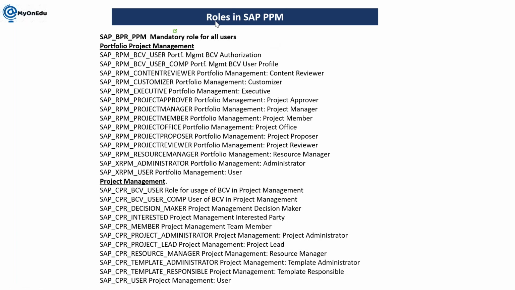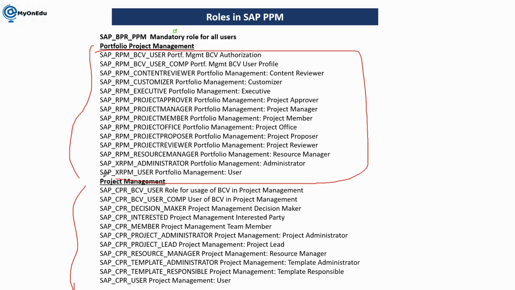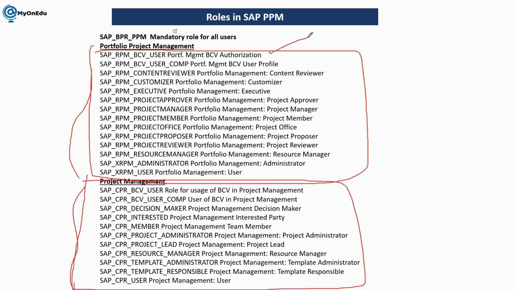So we have two subcomponents, one is portfolio management and the other is project management. These are the portfolio management roles, and these are the project management roles. The purpose of different roles is to execute different transactions. For example, the RPM BCV user portfolio management BCV authorization has to be there to open the business context viewer. These are all standard roles. If you want to tweak or change anything, it's suggested not to touch these standard roles. You need to just copy these roles into your custom role and make the changes.